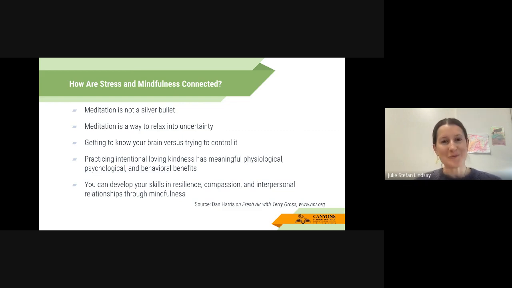And I think another thing that is really beneficial about mindfulness is that you can have a specific focus, like you want to build your resilience, you want to build compassion or self-compassion, you want to practice some interpersonal relationship skills. You can do that through your mindfulness practice, or you can just pause and just notice your breath. So lots of opportunities to use mindfulness in the way that it works best for you.